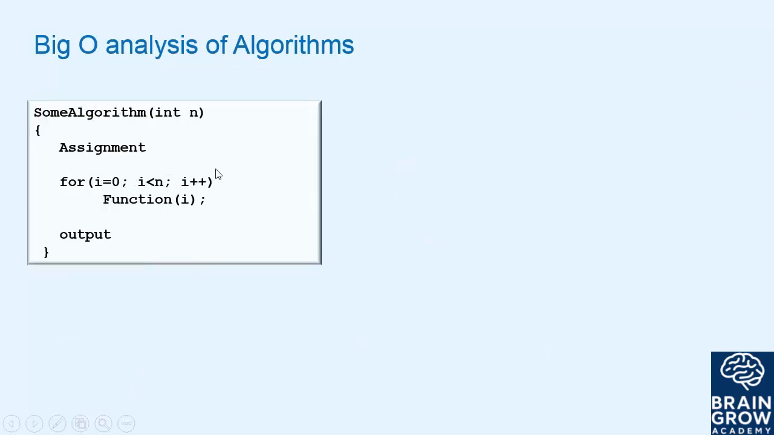Now in this algorithm, there is a function call in this loop. Let's assume that this function is of order log n. So the time complexity is given by n log n, which is order of n log n.